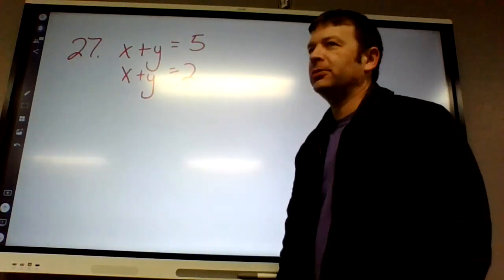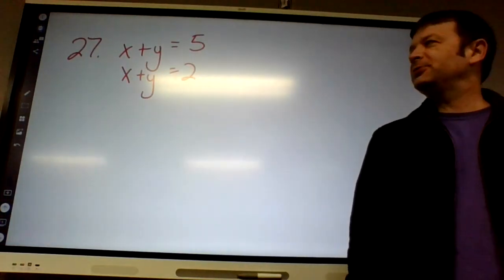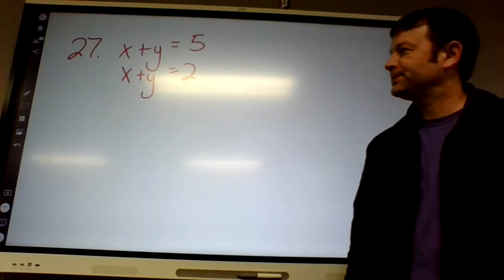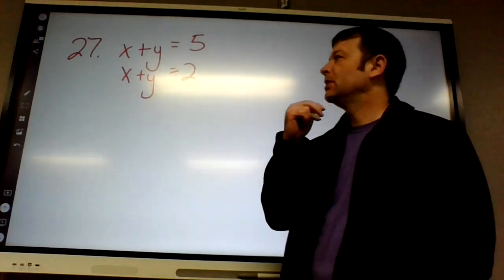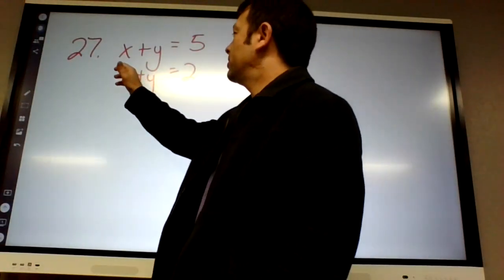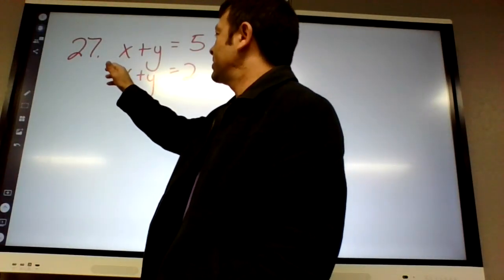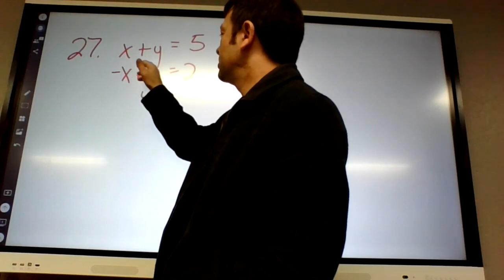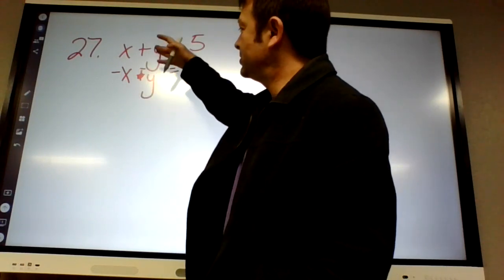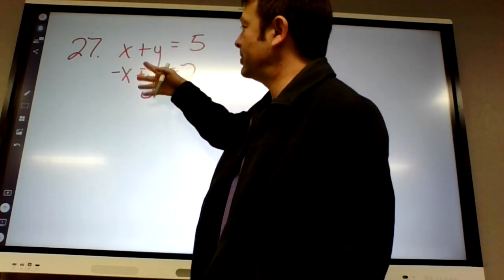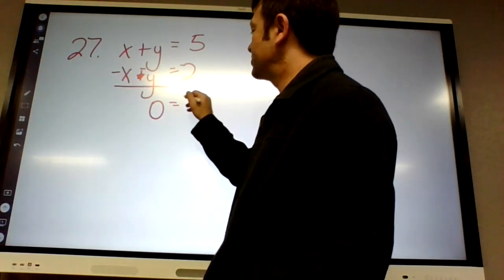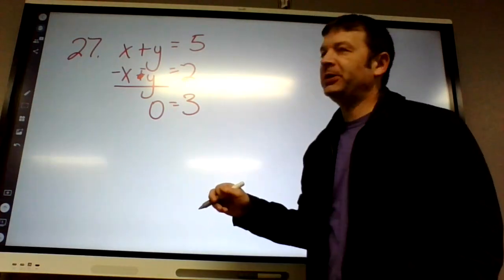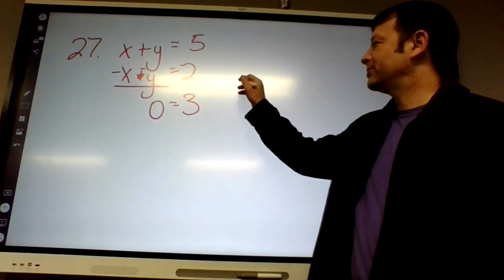Okay, so what do you guys think? What's the easiest way to solve this one? Subtract the y on one and subtract the x on the other. Okay, I'll multiply the bottom line times -1. Oh, we're doing elimination. And then when we add the lines together, the y's will go away and the x's will go away. So we get 0 equals 3, which means what? No solution.